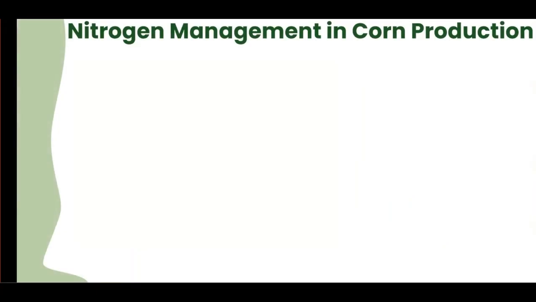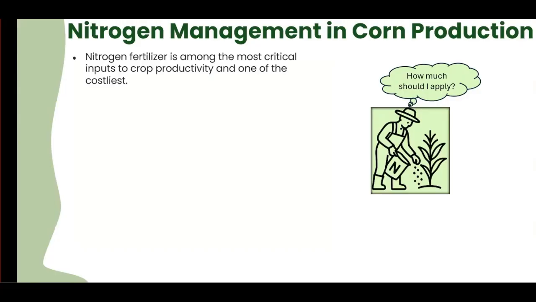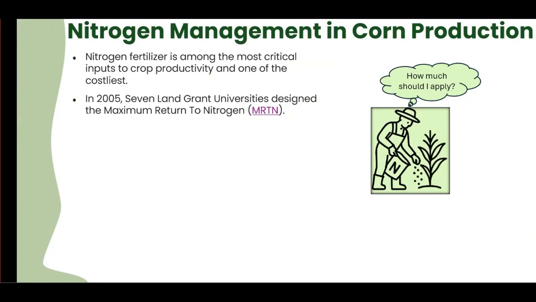So as an introduction, let's talk about nitrogen management in corn production. Nitrogen fertilizer is one of the most critical inputs to crop productivity and one of the costliest. In 2005, 7 land-grant universities in the Midwest designed the maximum return to nitrogen, or MRTN, which basically they agreed on a methodology that they will use to recommend nitrogen. Still, 64% of farmers overapply nitrogen.